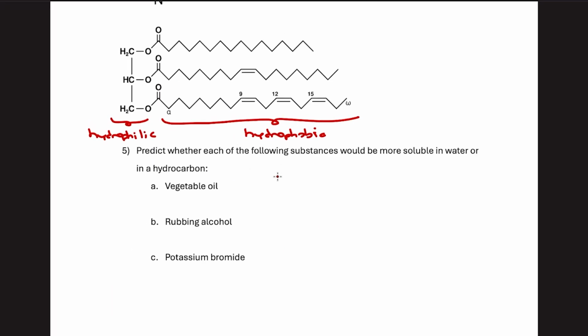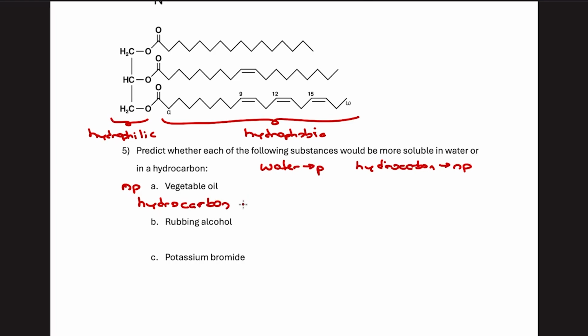In the last problem of our worksheet, we're trying to predict whether each of the following substances would be more soluble in water or in a hydrocarbon. Remember that water is polar and hydrocarbon is nonpolar. If you remember that, let's identify these answer choices as either polar or nonpolar. And then, like dissolves like. Vegetable oil, oil in general, is very nonpolar. Because it's nonpolar, like dissolves like, it would best be dissolved in a hydrocarbon.